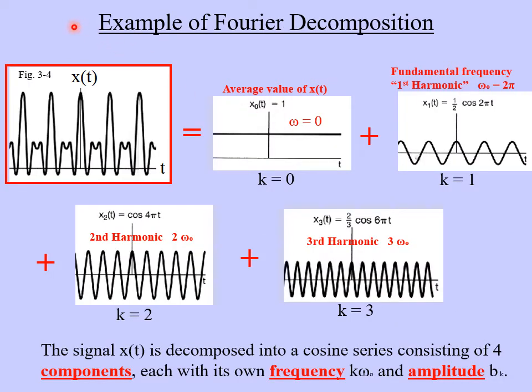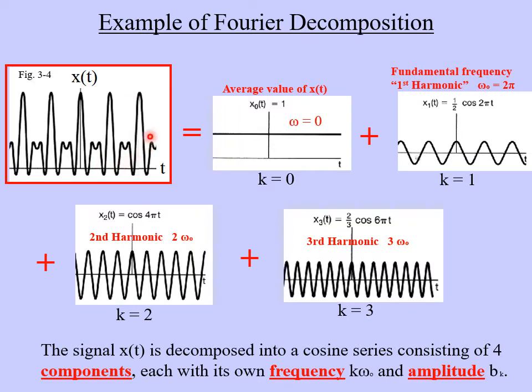Let's take a look at an example. This one comes out of your textbook. If you look in your textbook, figure 3.4 is where this is found. And what this shows is that this signal here, this is our x of t that we're going to start with. Notice it's periodic, right? It has kind of an odd shape, but it definitely repeats itself over and over.